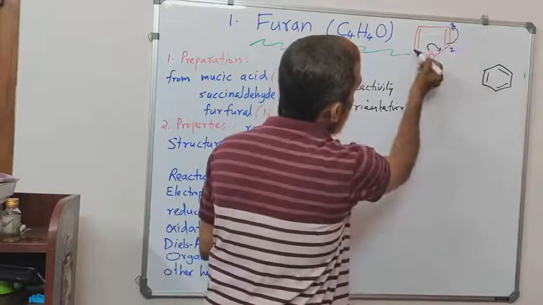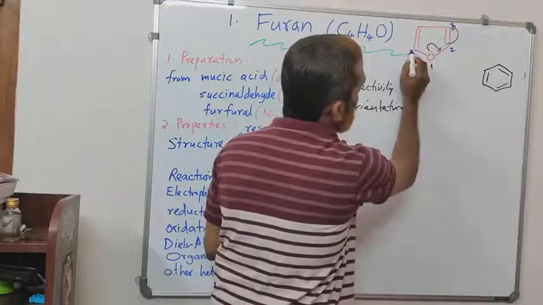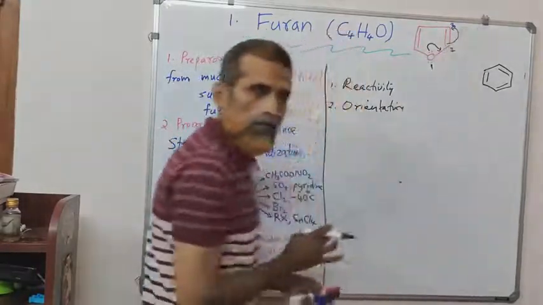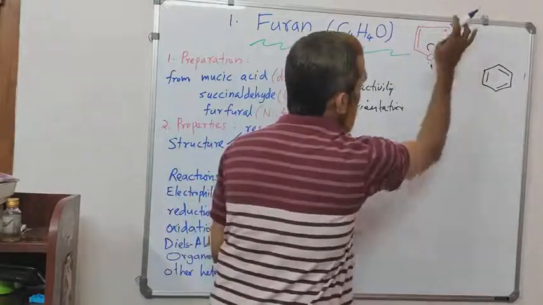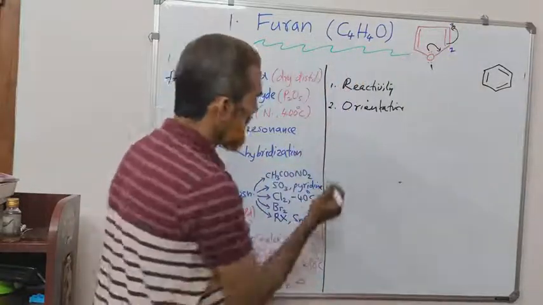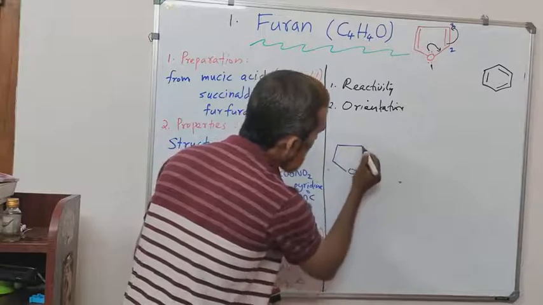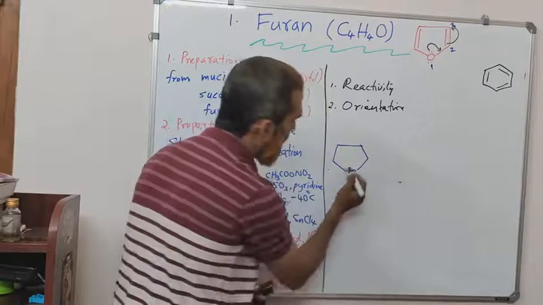If you take this way, this is also position 2 and position 3. So there are 2 positions because these two are equivalent. These two are equivalent. So there are 2 options. Let us check that. What is the orientation of substitution in furan?